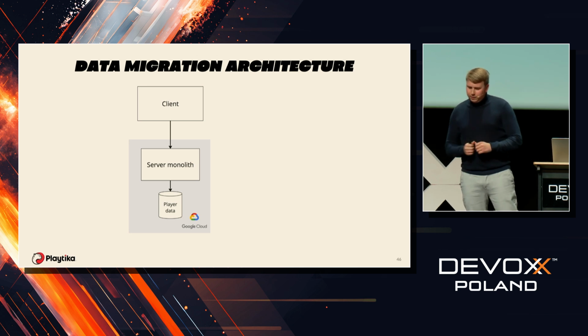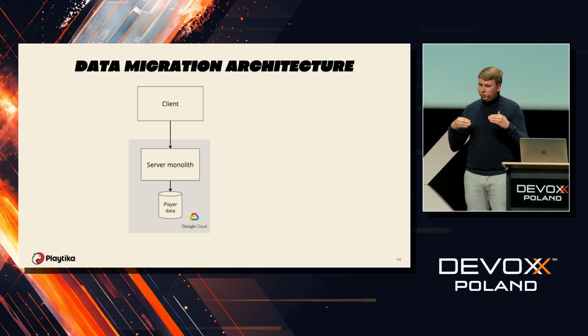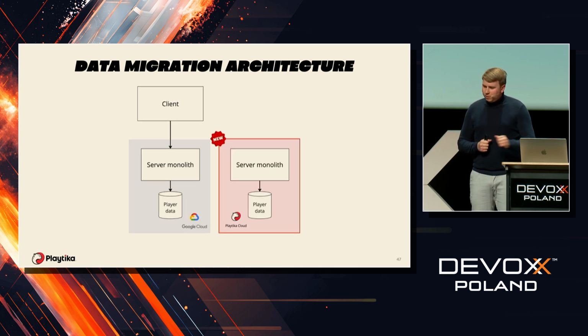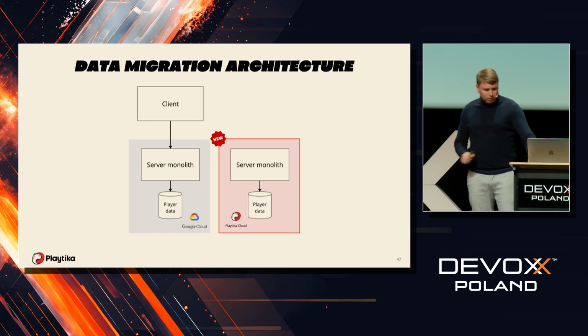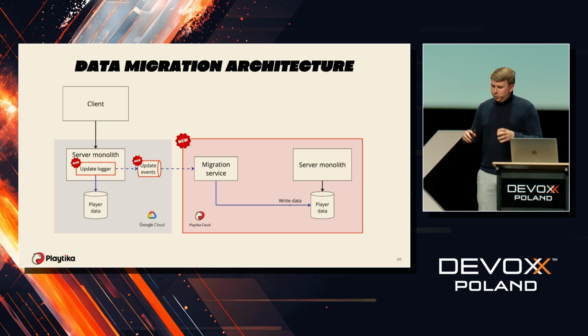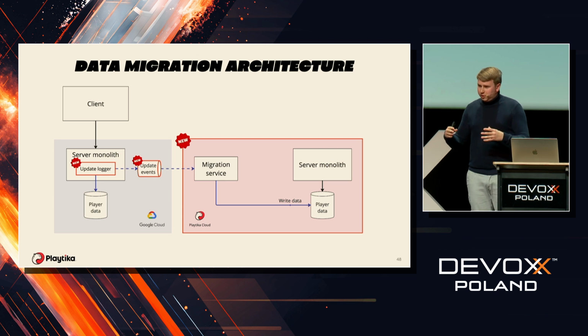So assuming we have a system hosted in the Google Cloud, there is a client, there is a server, it is connected, and we have player data in the Google Cloud. So we rewrote this system into the different stack and hosted a similar system in the Playtika Cloud. So now we have two systems with the same business logic. Then we started data synchronization.